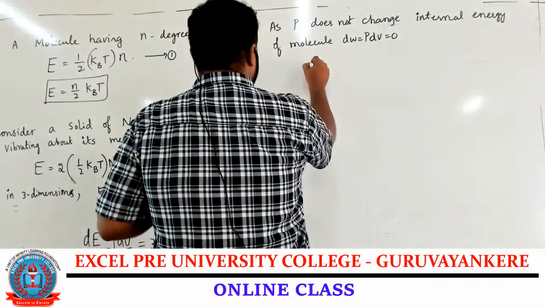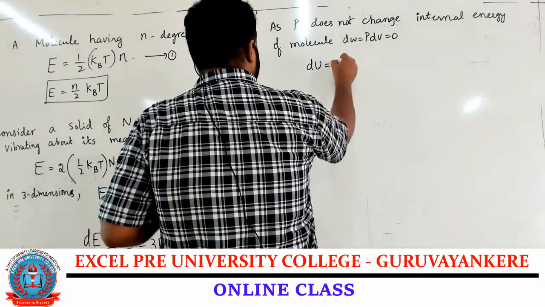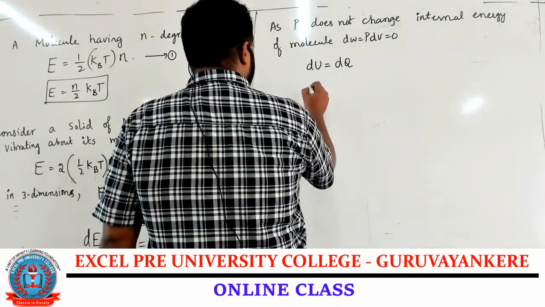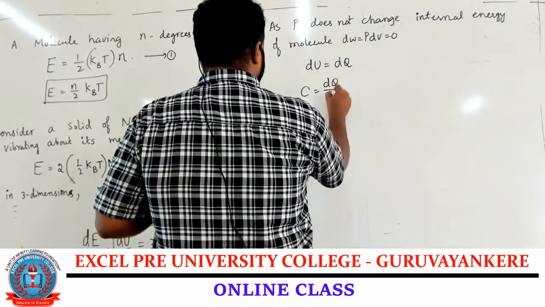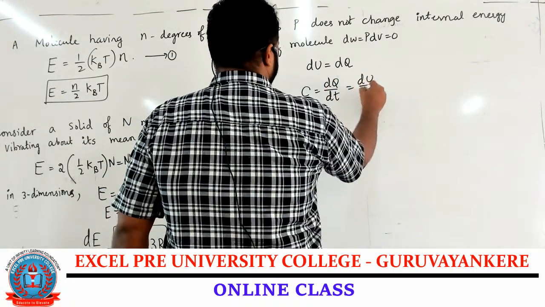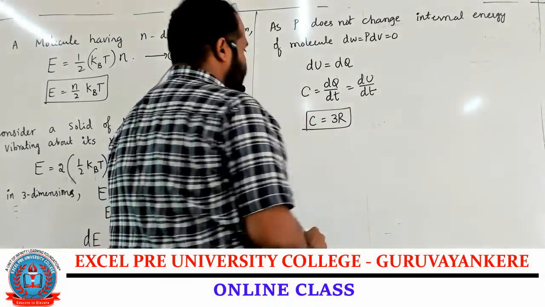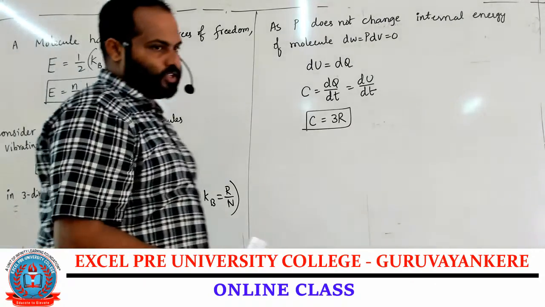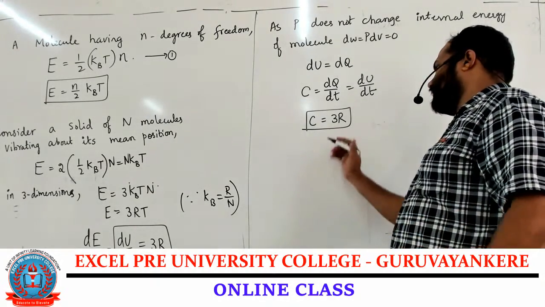Whatever the change in internal energy, it is due to the heat absorbed. So the specific heat capacity dQ by dT should be equal to dU by dT. So the specific heat capacity of a solid is 3R in total at constant pressure.